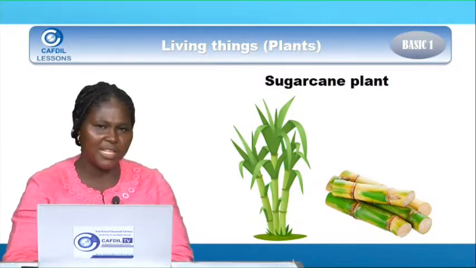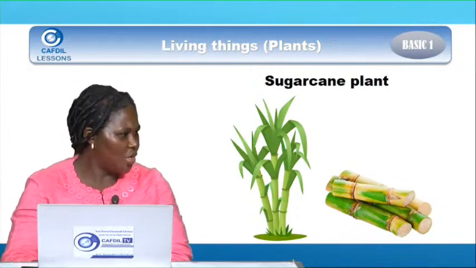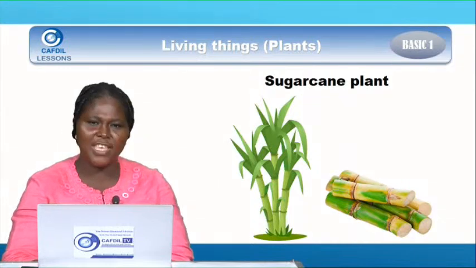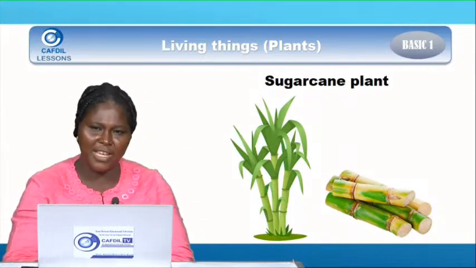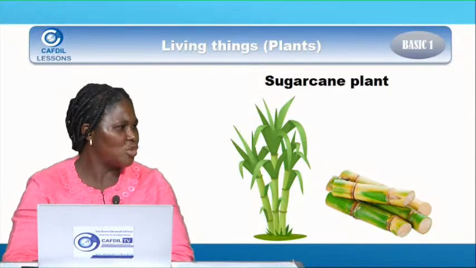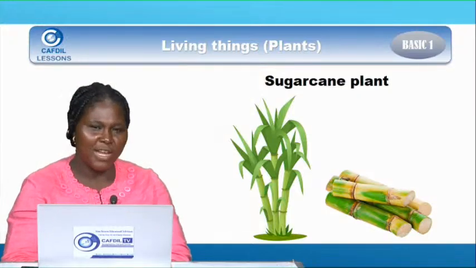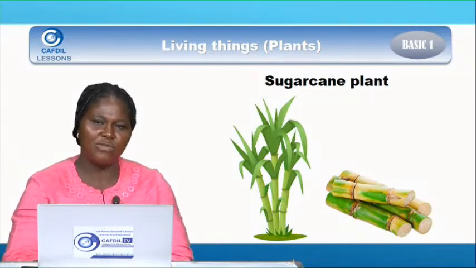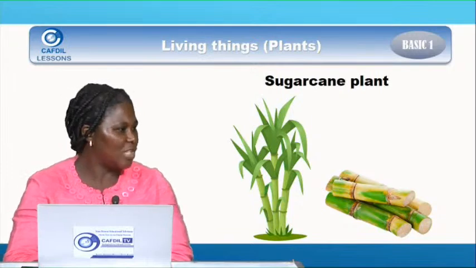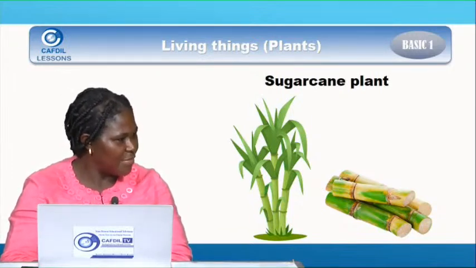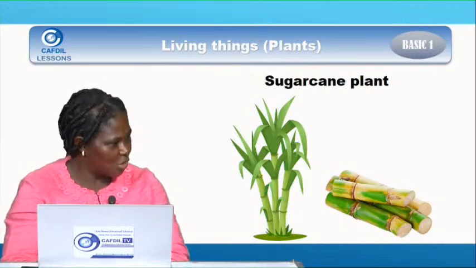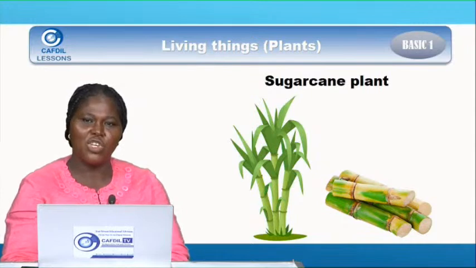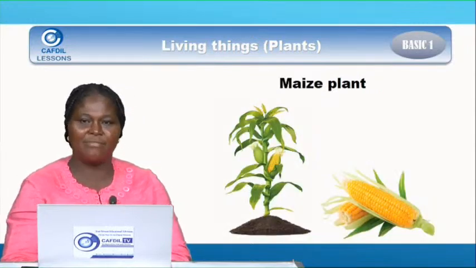And we use this sugarcane to make what? Sugar. Sometimes you can see violet sugarcane. For that one, we use it to make sugar. The violet one is for sugar. And this one can be eaten. We chew it in our various homes. So this is sugarcane plants.